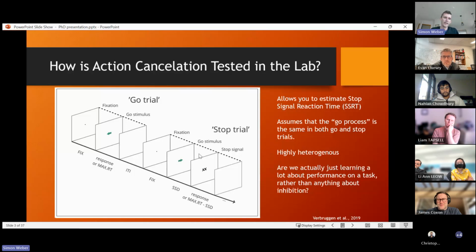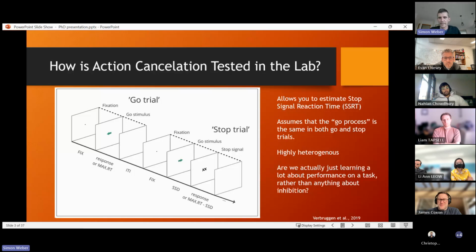And it's important that they're considered separate, because the distribution of reaction times in go trials is used to estimate the latency of stopping in stop trials. So if the stop signal is somehow influencing the go process, then this may invalidate estimates of SSRT. I just wanted to mention that because I'll touch on it again in a moment.